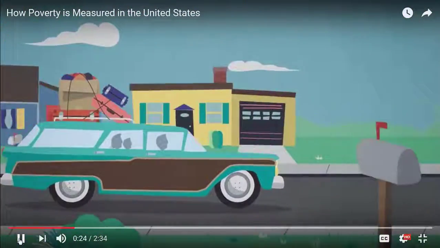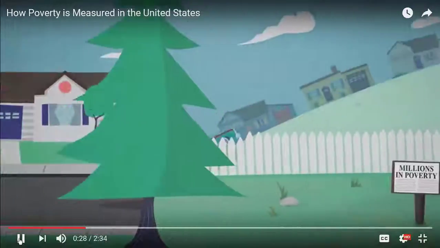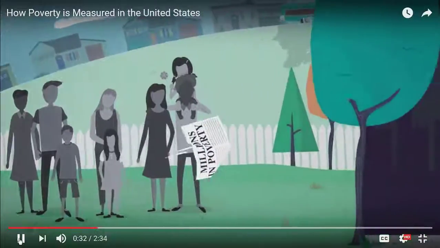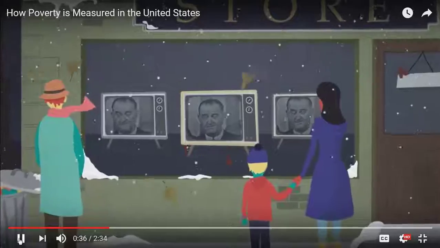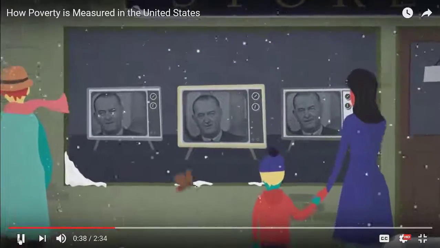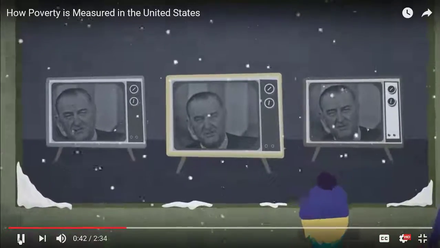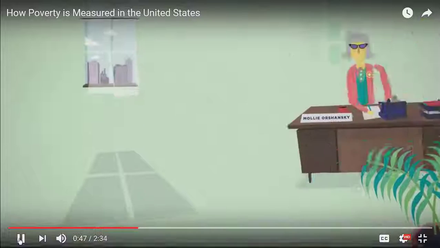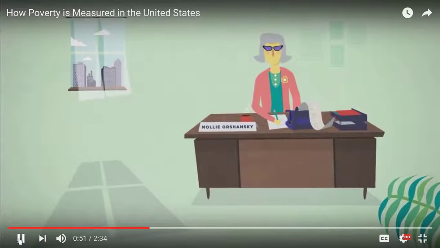A boom economy after World War II brought tremendous prosperity to the country. But millions were left out. When President Johnson launched the War on Poverty in 1964, the Census Bureau needed an accurate way to determine who was in poverty and whether we were winning the battle to end it. But there was no official method. Enter Molly Orshansky, a government statistician who developed a simple way to measure poverty.